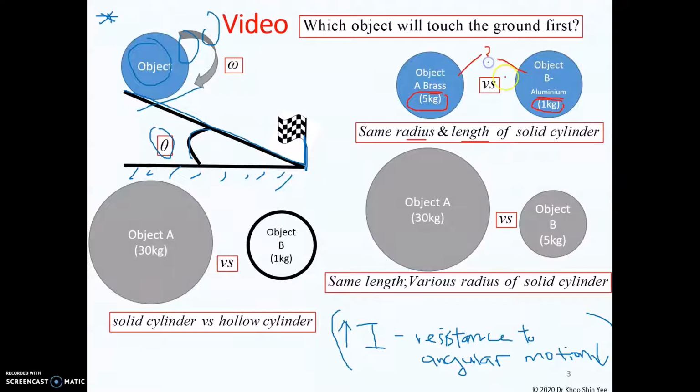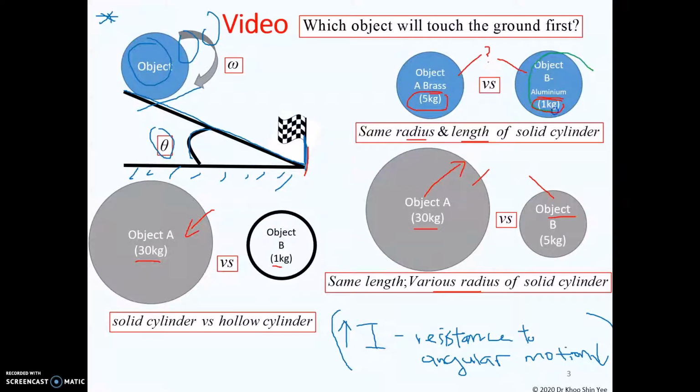Please make a guess which one will reach the ground first. In the second case, you have the same material, but this one is much larger with higher radius. So in terms of the geometry as well as the mass, this object A is much higher than object B. And which one do you think will win the race and reach the ground first? In the last case, you have a solid cylinder compared with the hollow cylinder. And the hollow cylinder is very light compared to this. So which object do you think will reach the ground faster?